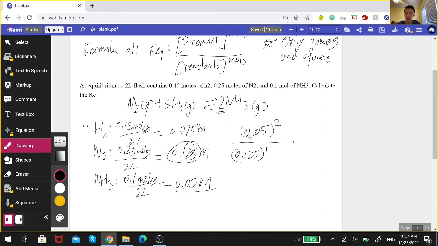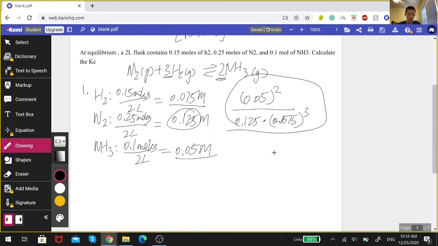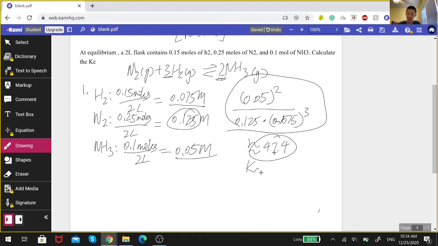divided by reactant N2, which is 0.125 raised to the first power, which is the same thing, so we don't need to worry about that, times the molarity of hydrogen, 0.075, raised to the power of the moles, which is 3. By plugging this into the calculator, you should get a number around 47.4. And now this is our Kc. Kc is equal to 47.4.